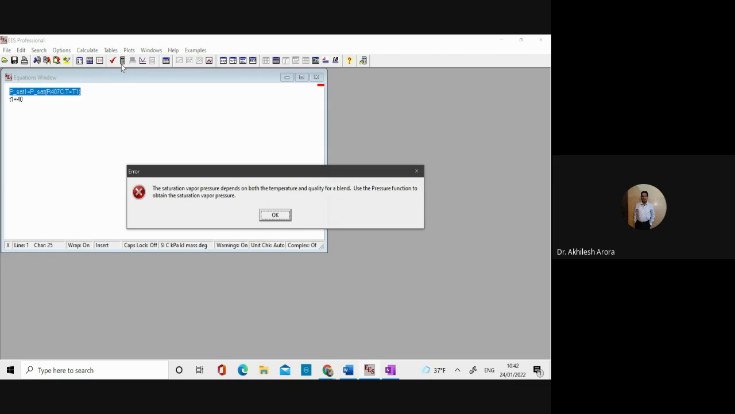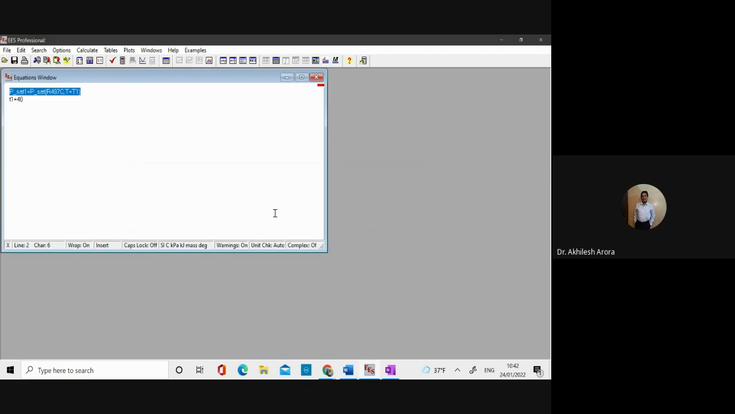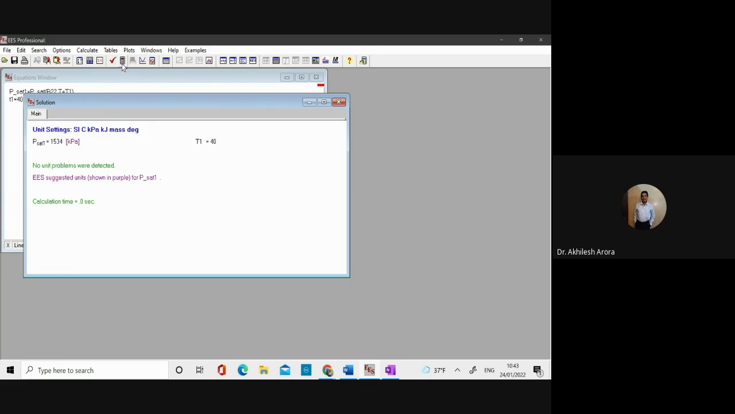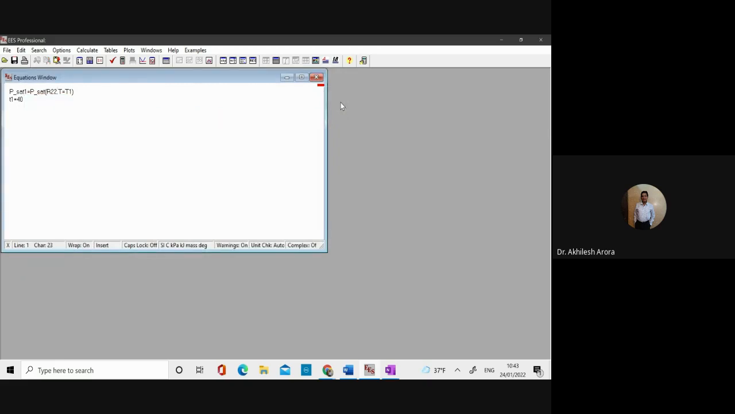Just see it here. It says the saturation vapor pressure depends on both the temperature and quality for a blend. Use the pressure function to obtain the saturation vapor pressure. In case of a pure fluid, there is no problem actually. For example, if I change it to R22 and check it, you can easily get the value of the saturation pressure. But now there is a problem in case of a mixture. So how to go about calculating these properties for a mixture?